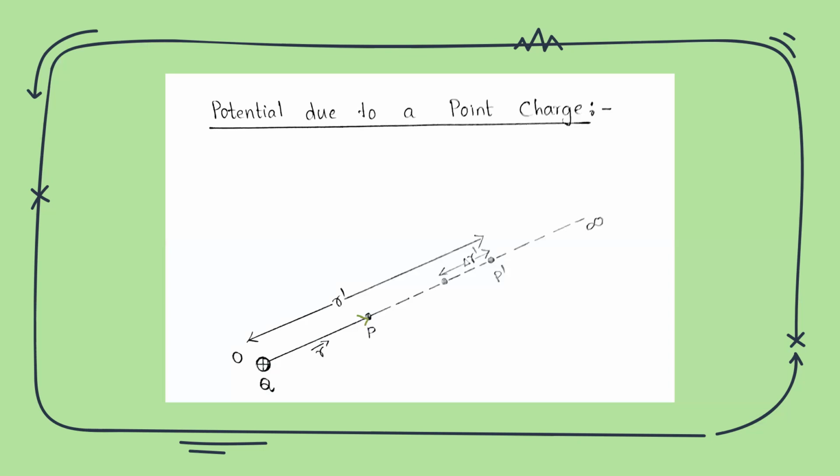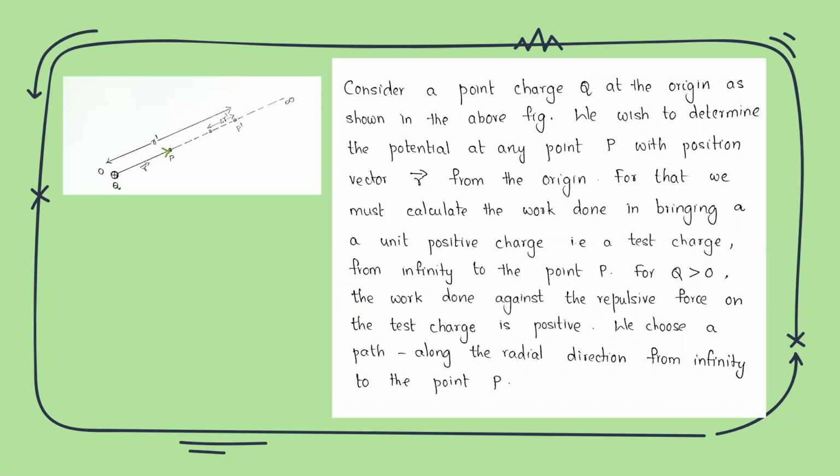So once again I will tell you what we are doing: we are bringing 1 unit positive charge from infinity to a point P into the electrostatic field. For that, we are doing some work. So let us start our derivation.